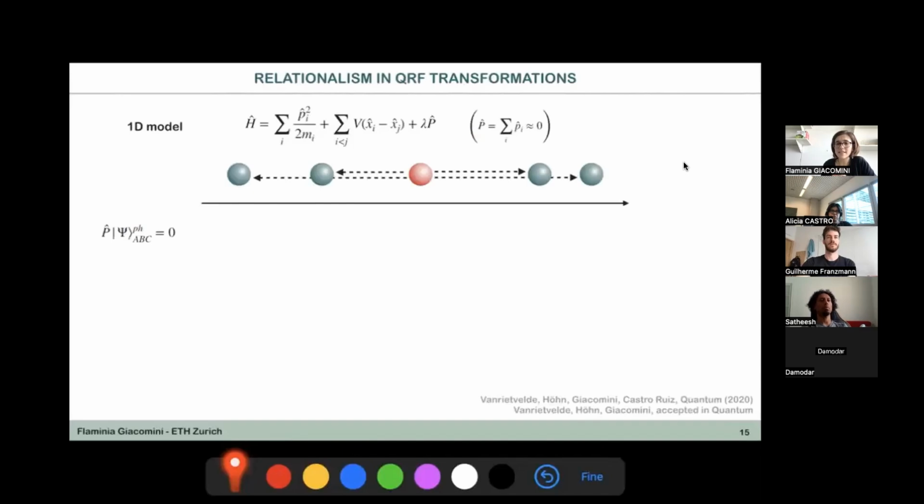This is basically the same as what I was doing in the Page and Wootters formulation, just a little bit more complicated because this is with P and the other one was easier. If I do that, I can formally write the state exactly like in the Page and Wootters formulation in this way. And this is the state that has 0 total momentum. Let's remember for now that this is also called coherent group averaging.